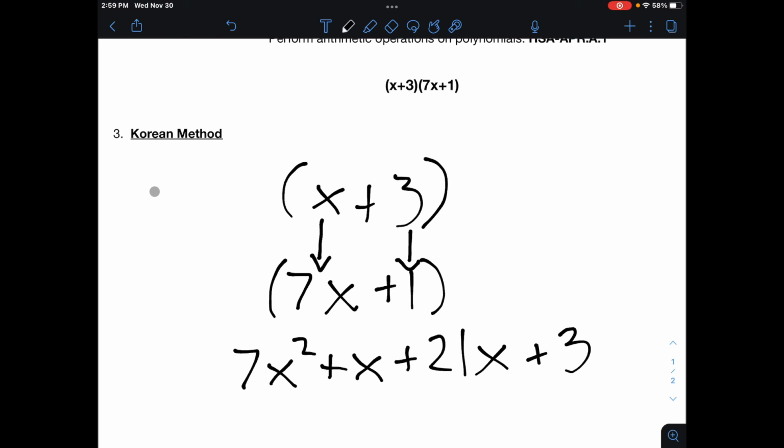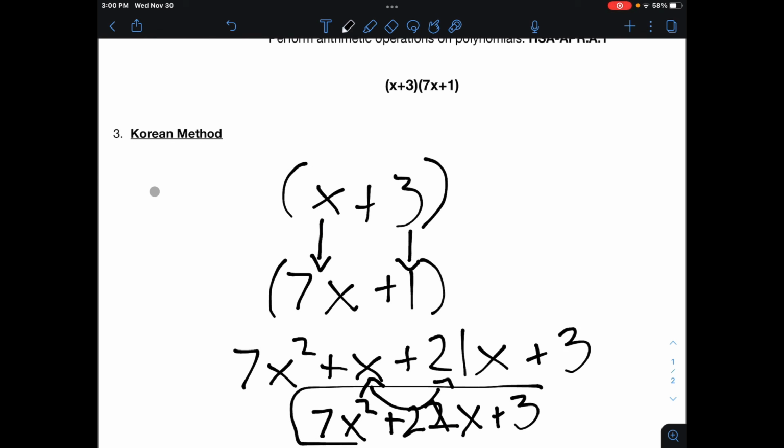And when we combine like terms, as we've done in the previous two methods, we'll combine the x and 21x, and we put it in standard form, which gives us 7x squared plus 22x plus 3. And that is how we use the Korean method.